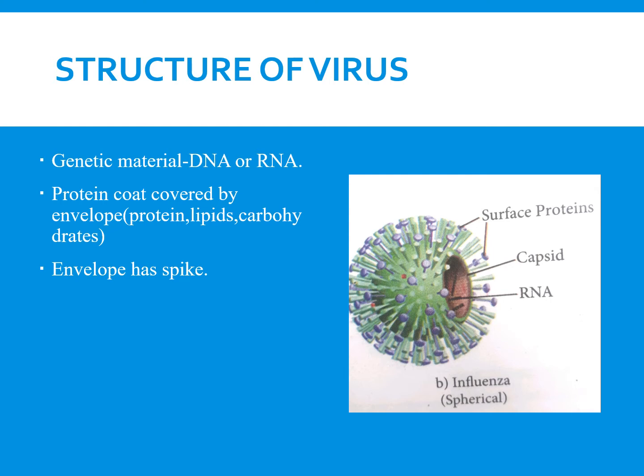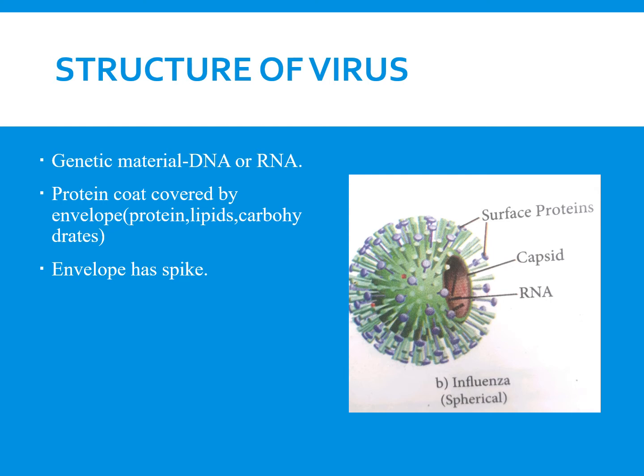The outer protein coat is known as the capsid. Outer protein coat is known as capsid. And the genetic material here is RNA. What is RNA? Ribonucleic acid. The genetic material is RNA, ribonucleic acid. DNA is deoxyribonucleic acid. I hope you understand.